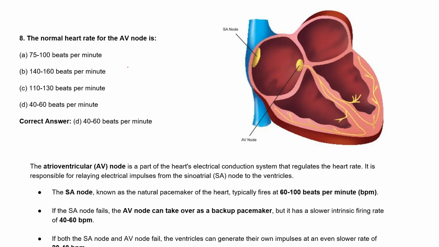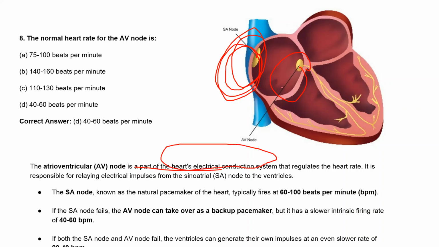So let's see the answer for this. Here we can see that this is the SA node, which we also call the natural pacemaker of the heart, and this is the AV node. The AV node is also a part of the heart's electrical conduction system, and it also regulates the heart rate. It is normally responsible for relaying the electric impulses from the SA node.